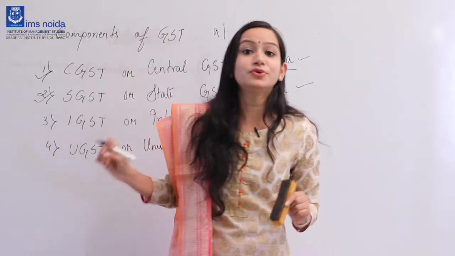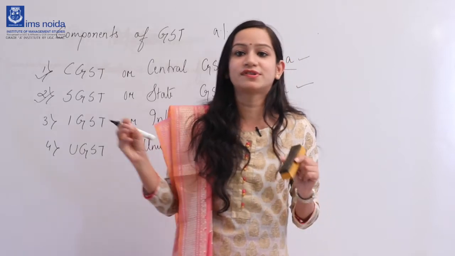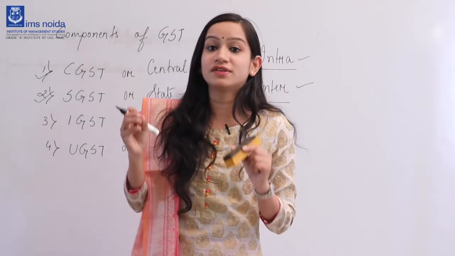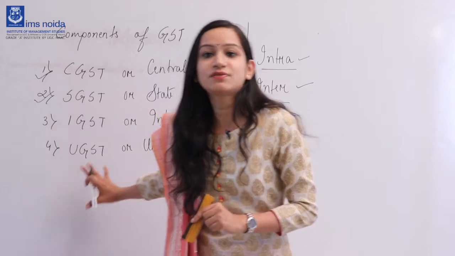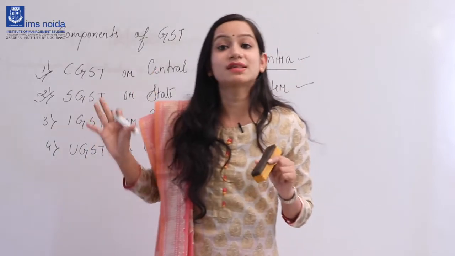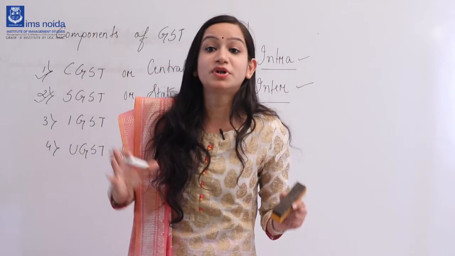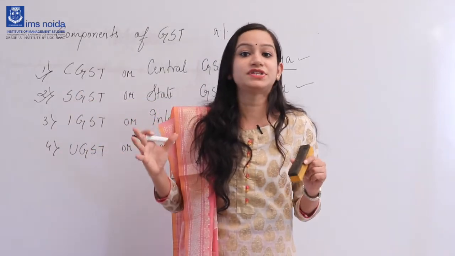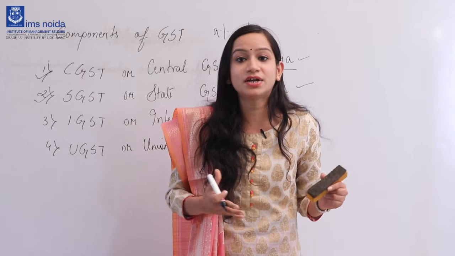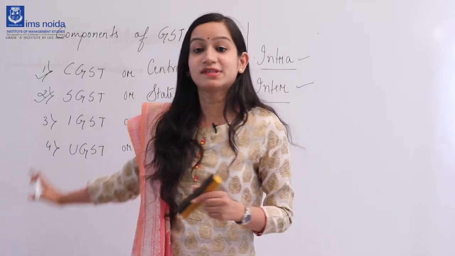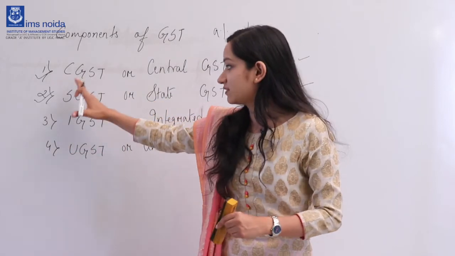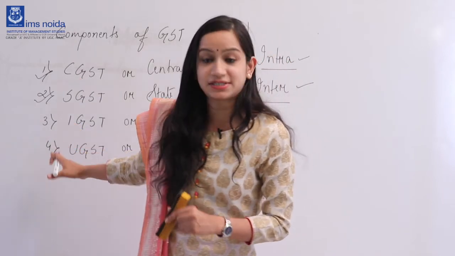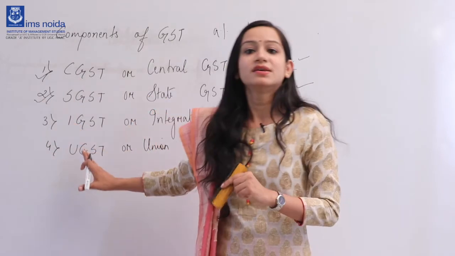The last one is UGST, that means union goods and service tax, which is also known as UTGST. This will only come when there is supply of goods and services between union territories. If there is any union territory which is dealing with or linked with the supply of goods and services, then we will not be paying SGST, CGST or IGST. What we will pay is UGST.